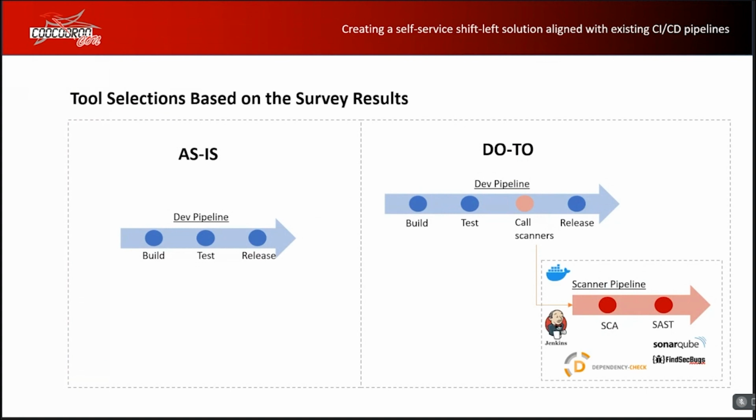Based on the survey results, we decided to use Jenkins to control both scan jobs, and SonarQube as the main SAST solution by using the FindSecBugs plugin. For SCA, we use OWASP Dependency-Check. And all those scanners and tools were bundled in a single Docker container that is easy for development teams to deploy, ready and pre-configured to be used.